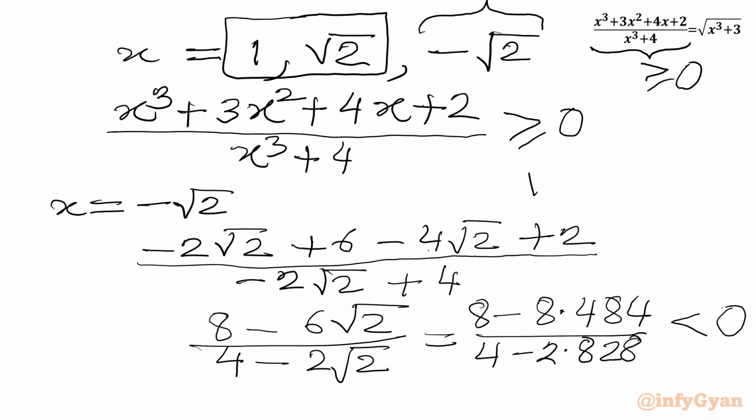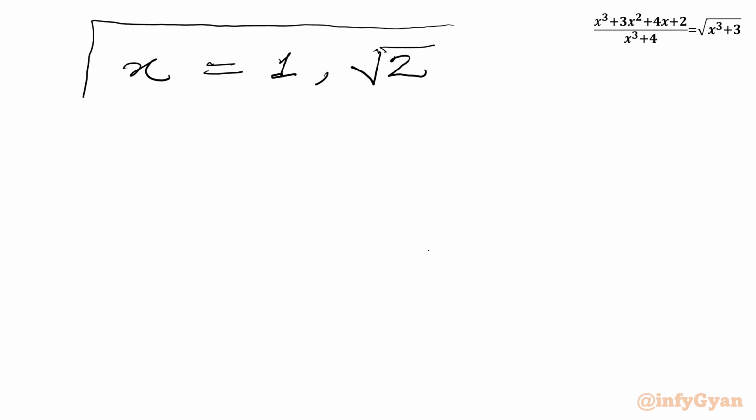As per condition, it should be greater than or equal to 0. So we won't accept x equal to minus square root 2 as a real solution. I will write here x should be 1, x should be square root 2 only. Minus square root 2 would be rejected since it will provide complex valued solution.